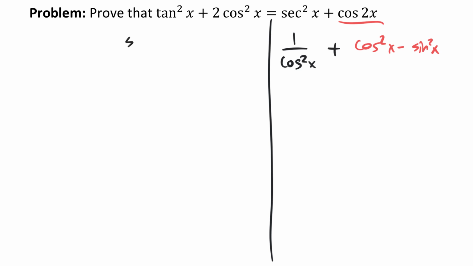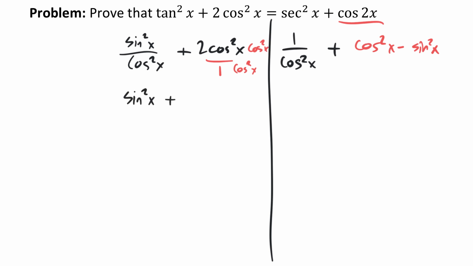Now over here I have this as sine squared over cos squared plus 2 cos squared x. And I'm thinking a common denominator might be a good idea here. So this is over 1. So let's multiply by cos squared. It's going to give me sine squared x plus 2 cos to the 4 x all over cos squared x.